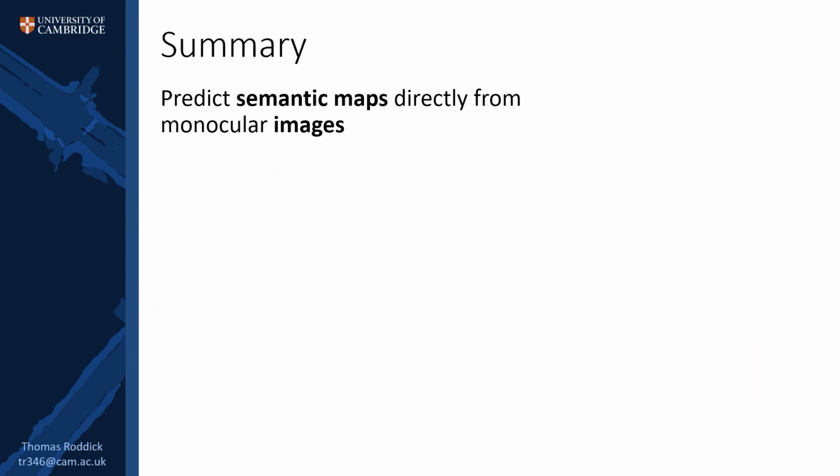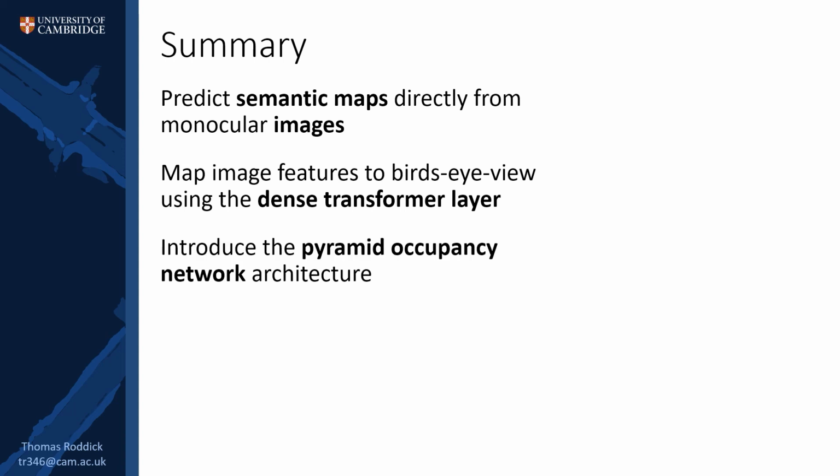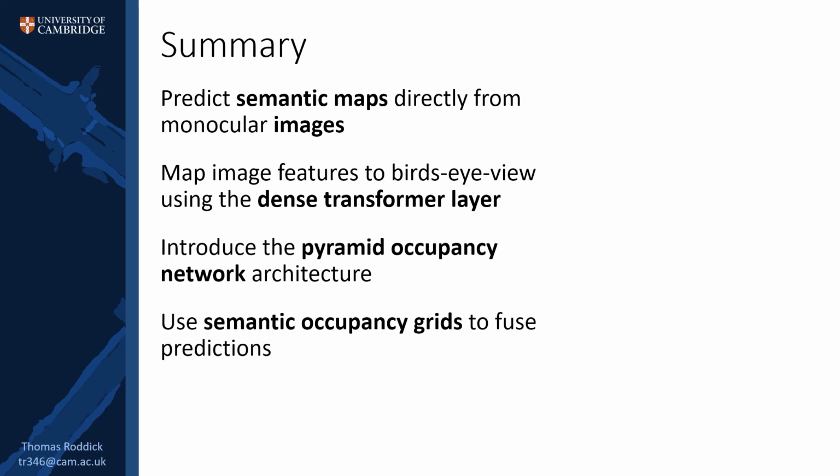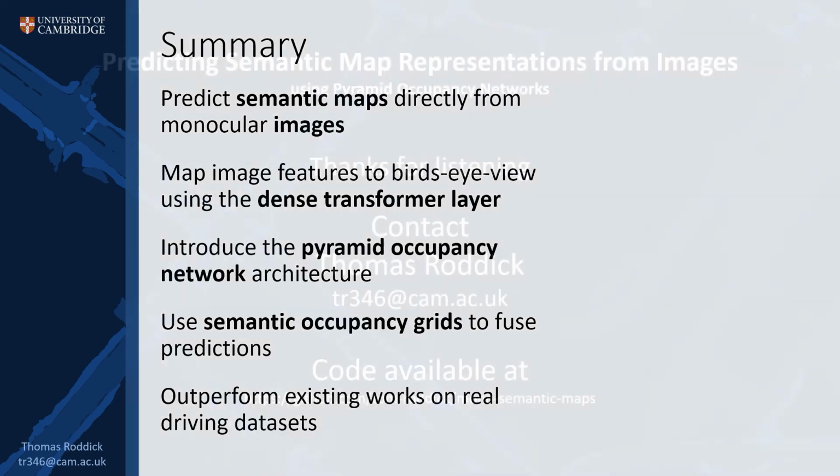To summarize, we proposed a simple end-to-end method for predicting semantic maps directly from monocular images. We demonstrated how to map image-based features to the bird's eye view using our dense transformer layer. We introduced an end-to-end architecture called the pyramid occupancy network. We use a probabilistic occupancy grid framework, which allows us to easily combine maps across multiple cameras and timesteps. And we report state-of-the-art results on two real-world datasets.